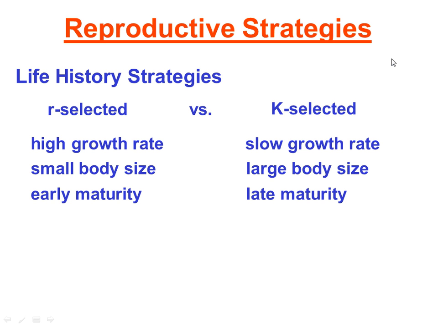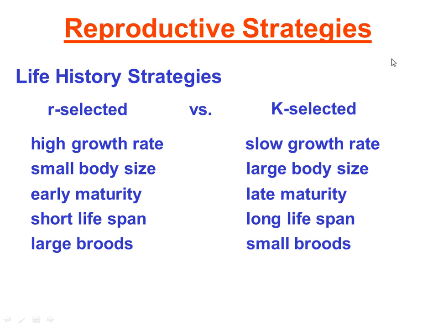R selected, they're going to mature early in life. So they may be able to reproduce and have offspring as soon as they are born, where K selected, it may take a couple years for these organisms to be able to reproduce. Short lifespan for your R selected, so compared to your K, they don't live for very long. K selected is going to have a longer lifespan. So they're going to live for longer periods of time.